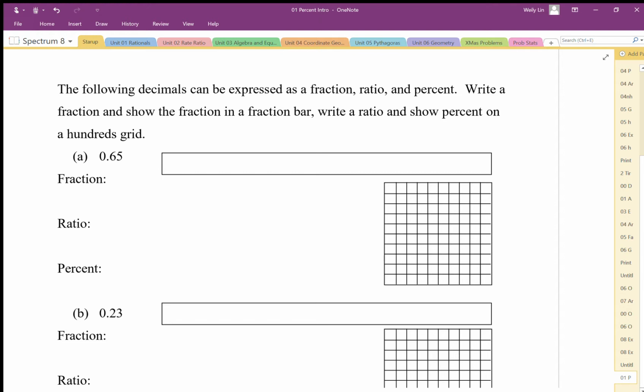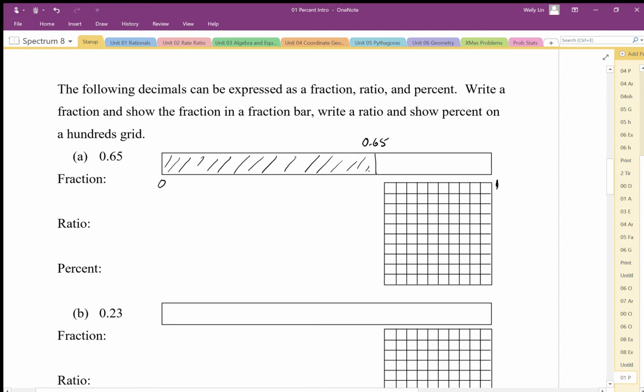So if I'm given a decimal of 0.65, well, 0.65 on a number line. Okay, so if I were to imagine that this is a number line of 0 to 1, 0.65 on my number line is going to be somewhere in there. Okay, so that's going to be 0.65. Okay, so we can think of it as 65% of that bar.